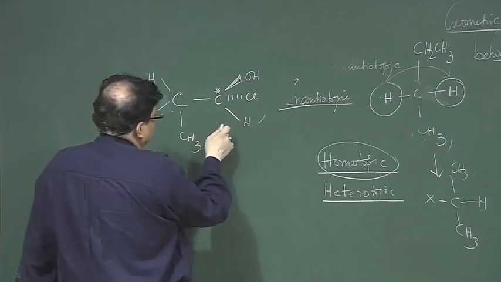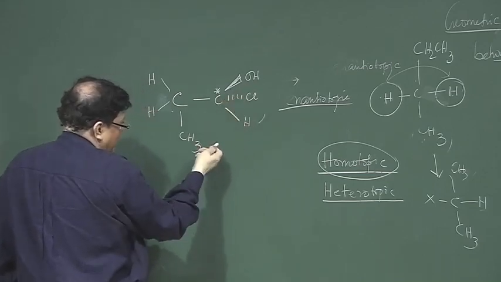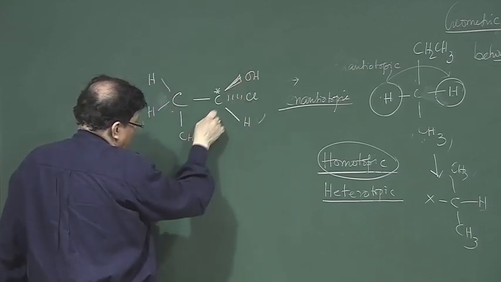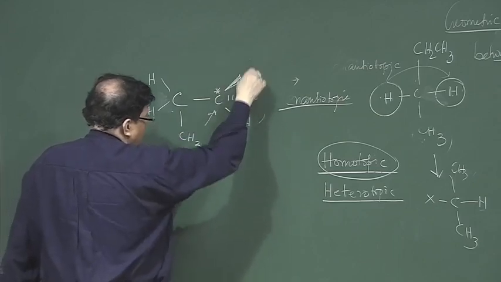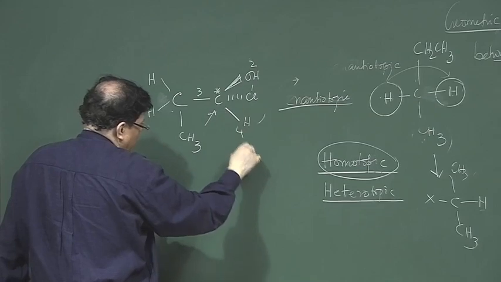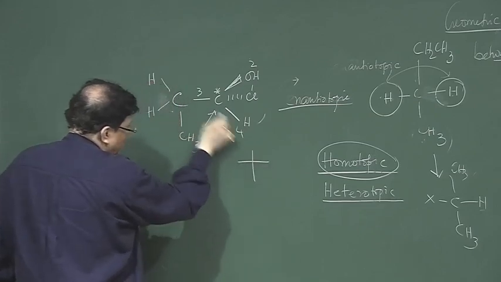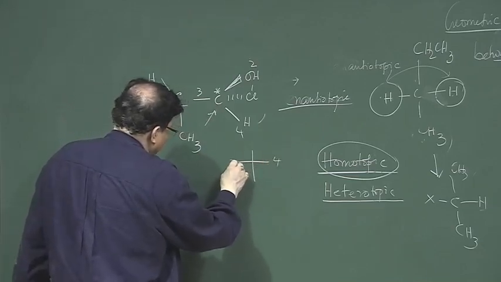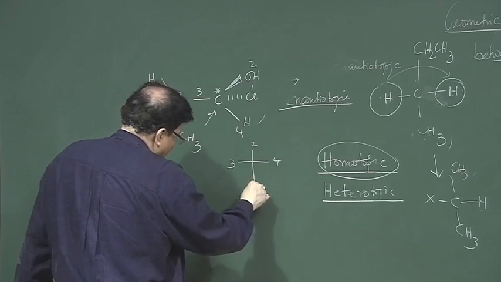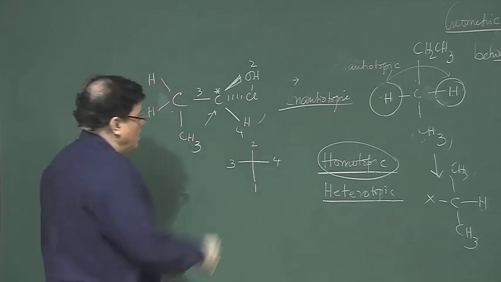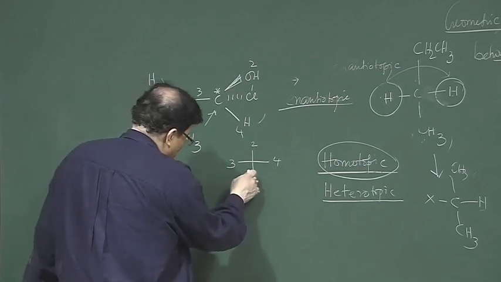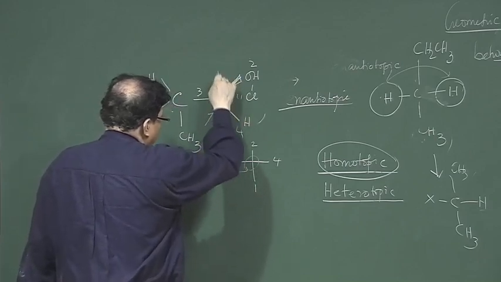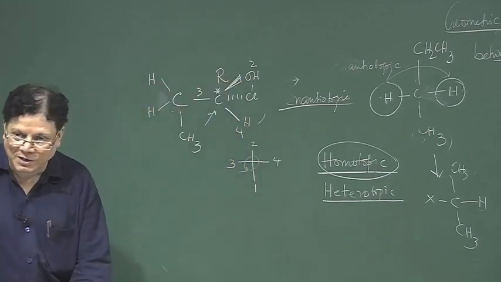Okay, let us try to do the RS configuration if you want. If we try to do the RS configuration, I draw the Fischer projection, this is 1, that is 2, this is 3, this is 4. So, in the Fischer projection, I should look through the bonds which are similar. So, I look from this side. So, this is 4, this is 3, this is 2, and that is 1. 4 is on the horizontal side. So, whatever I see, it should be the other way around. So, 1, 2, 3 appears to be anti-clockwise. So, that should be R configuration. So, you have R configuration here.